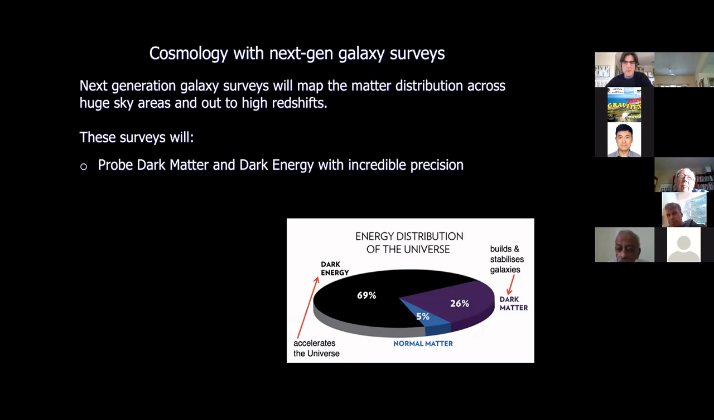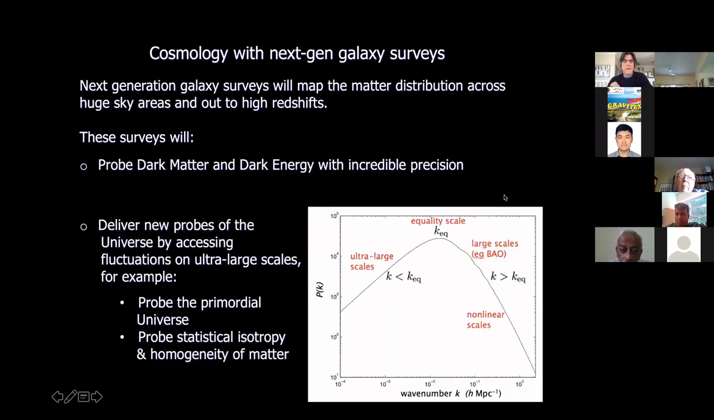They will also deliver new probes of the universe by virtue of the fact that they're accessing larger scales than surveys up to now. So if you see on the plot here, the equality scale marks the turnover in the power spectrum, the matter power spectrum. And current surveys are not really measuring as far as this. They're only getting to that just at the boundary of their capabilities. These new surveys will go beyond the turnover and will, in particular, confirm that there is such a turnover. It hasn't been directly confirmed before.